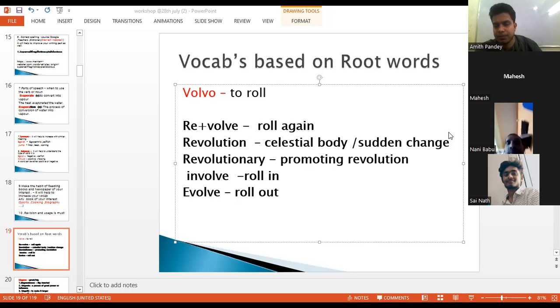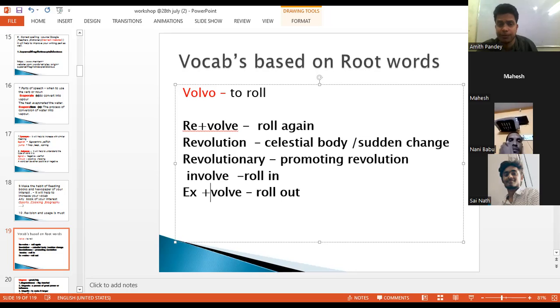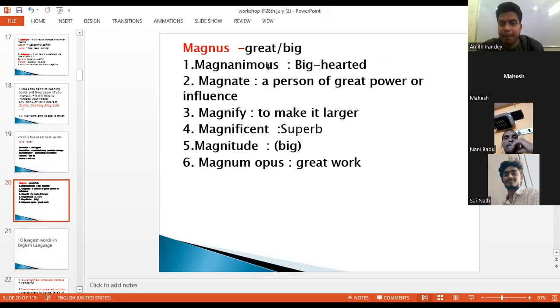Next, we have evolve. Evolve is like to roll out. It is made of two words, ex, I mean exit as we use, so ex plus volve, it means coming out, like in the case of lava, as they evolve out. And involve is like to get in. In the same way, you can find many more words like magnanimous.